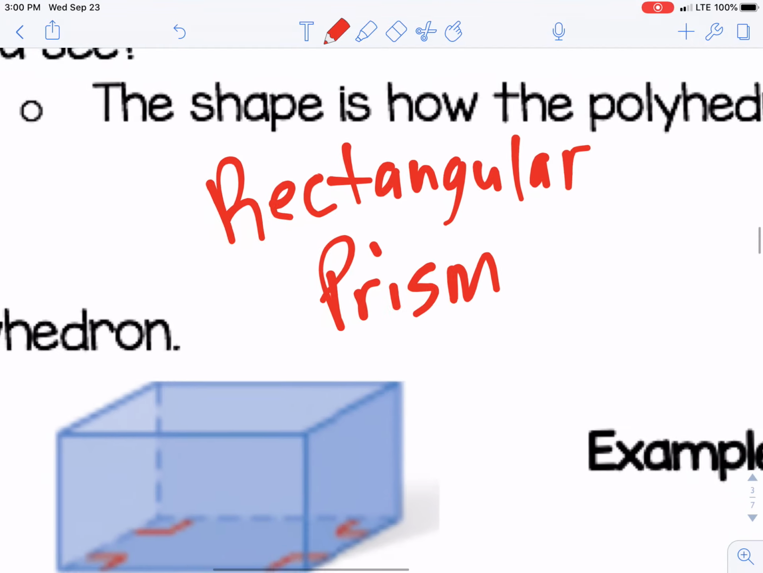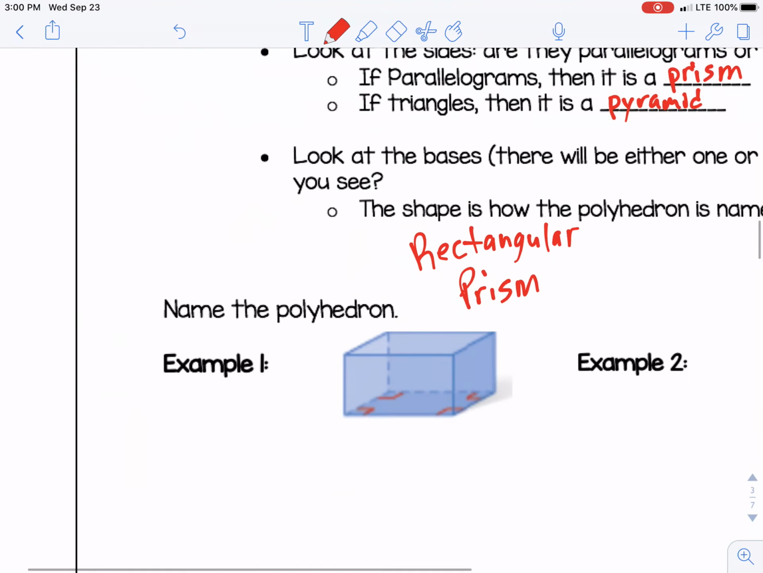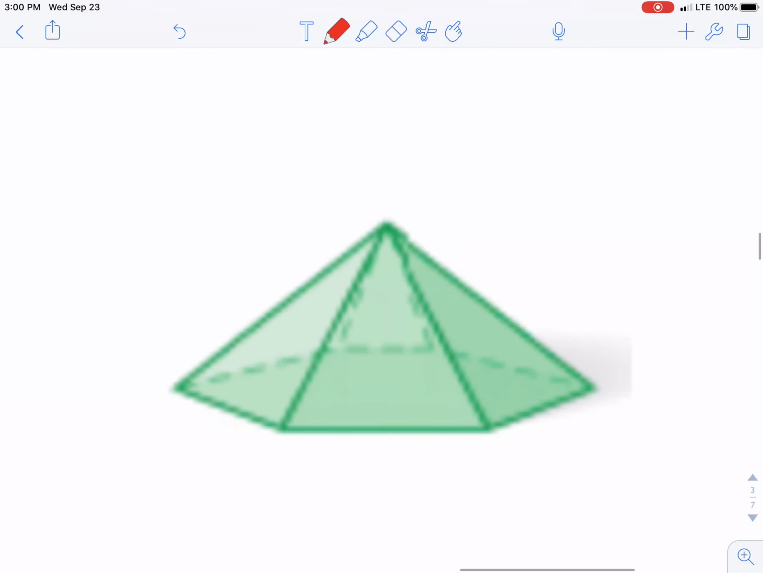All right, prism, because the faces are all rectangles, or the majority of them are rectangles. There's a bunch of rectangles, so that's a prism. Find the bases, we call it rectangular prism. All right, we go on to this one.